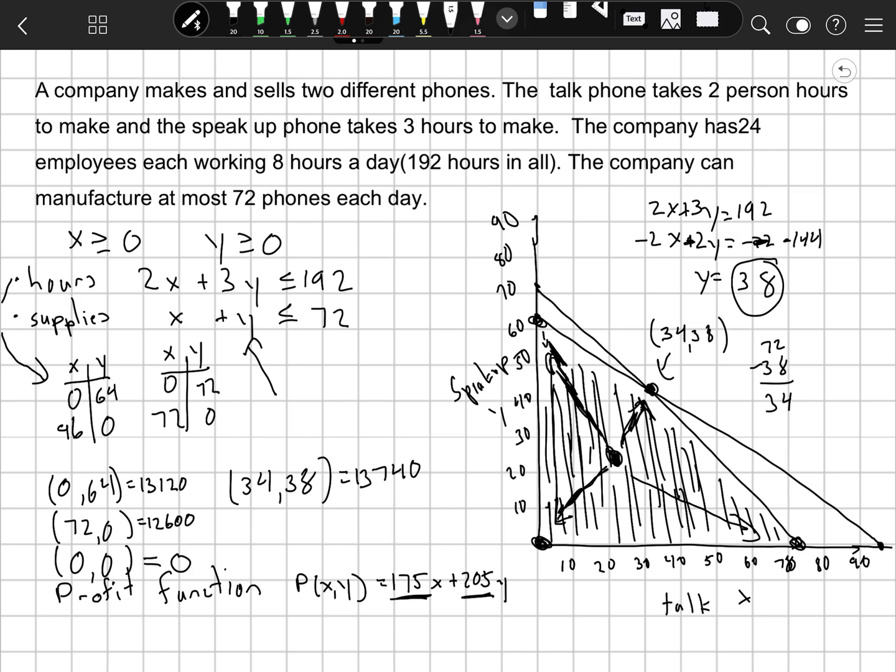And as you can see, we've narrowed this down to 4 options, and then we want to choose the best one. It looks like that 34, 38 is going to be the winner right there. So you'd want to make 34 of the talk phones and 38 of the speak up phones. And business people use this all the time.